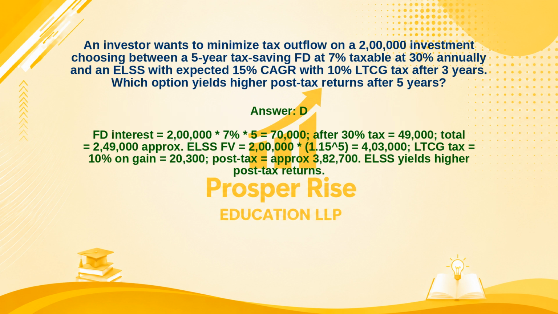FD interest equals 2 lakhs asterisk 7% asterisk 5 equals 70,000. After 30% tax equals 49,000. Total equals 2 lakhs 49,000 approx. ELSS FV equals 2 lakhs asterisk 1.15 caret 5 equals 4 lakhs 3,000. LTCG tax equals 10% on gain equals 20,300. Post-tax equals approx 3,82,700. ELSS yields higher post-tax returns.